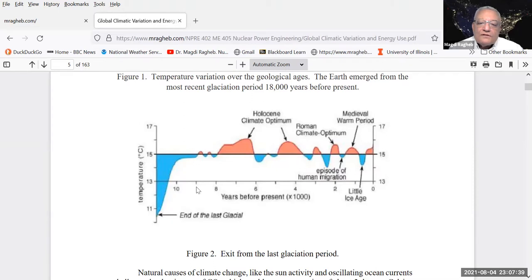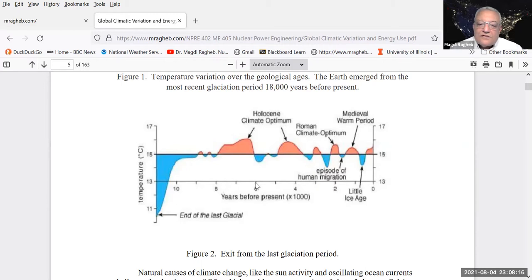You could see here that these are the years before present. At 9 million years before present, the Earth started warming back again, as you could see, and it reached an optimal average temperature of about, let's say, 16 degrees Celsius at what's called the Holocene climate optimum. This is the ideal temperature for life on Earth to exist. And it kept fluctuating over the last few thousand years.